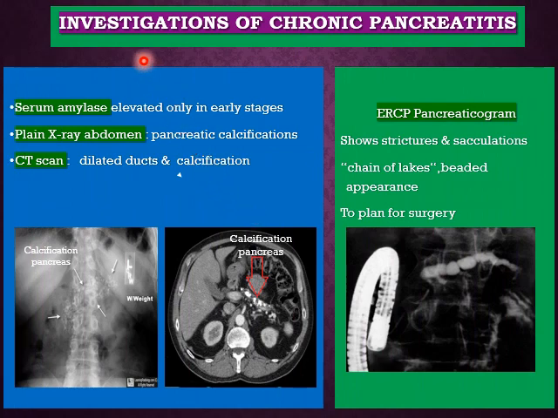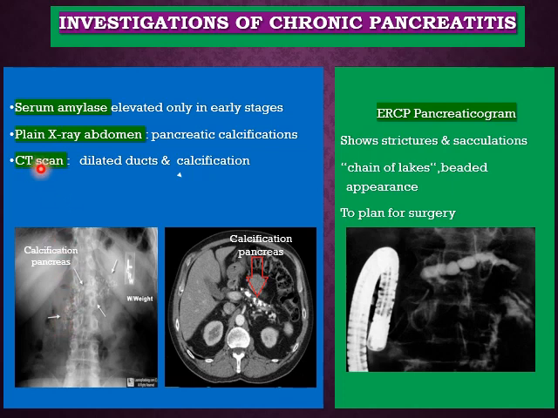Okay, the investigations for chronic pancreatitis, again, blood investigations, serum amylase. This may be elevated only in the early stages. With progressive chronic inflammation, the amylase levels may become normal or reduced. Next is plain X-ray abdomen. You will see pancreatic calcification. It's shown in this X-ray here. See, there are multiple calcifications of the pancreas here. So, okay, with clinical symptoms and pancreatic calcification on X-rays, you are almost sure of the diagnosis of chronic pancreatitis.